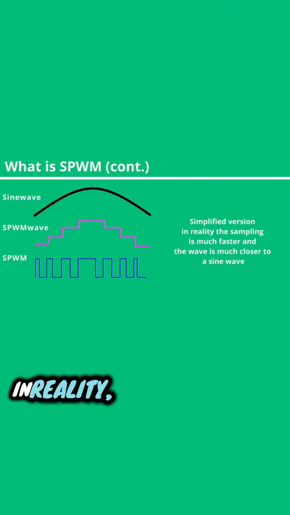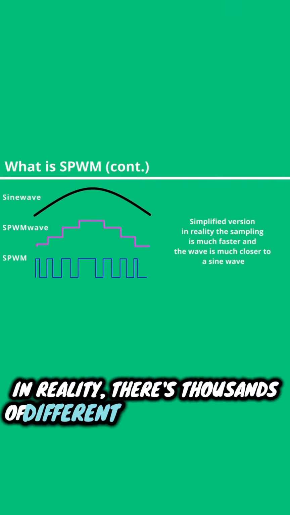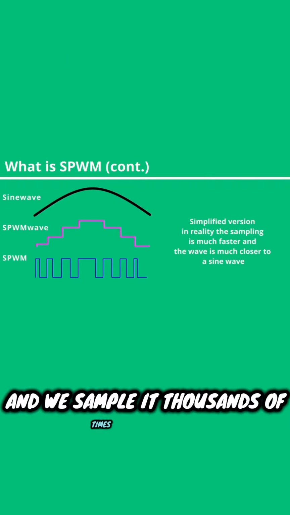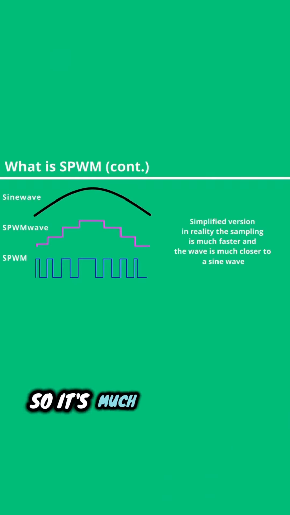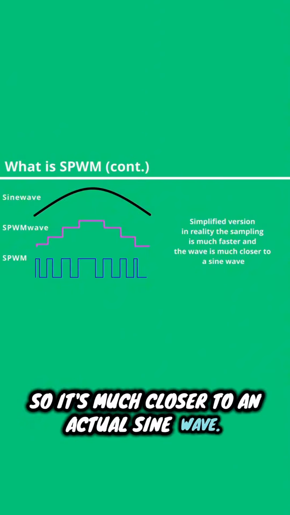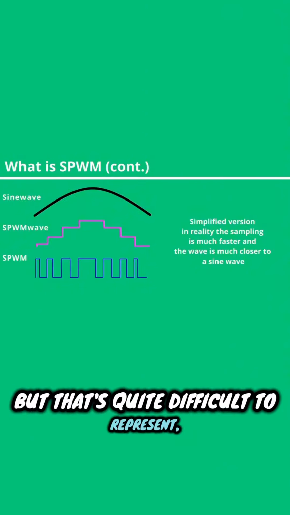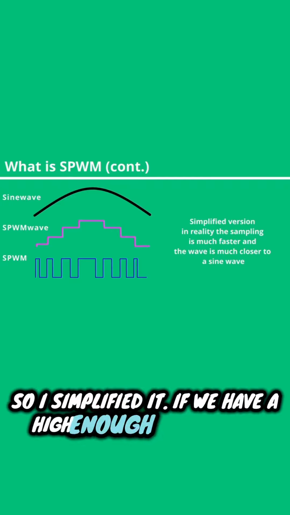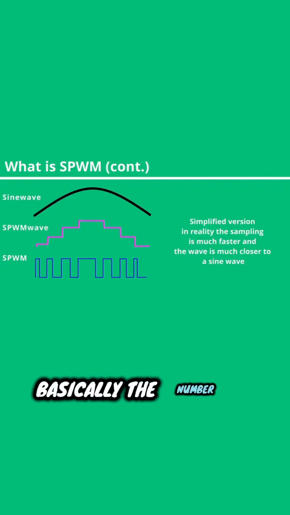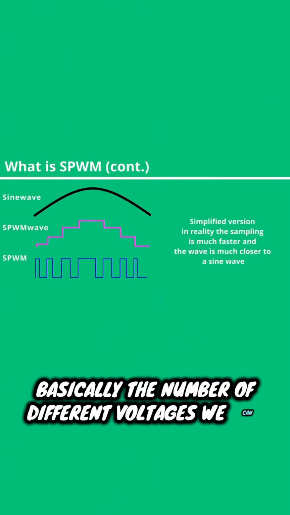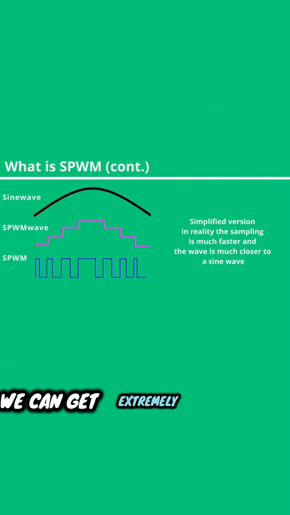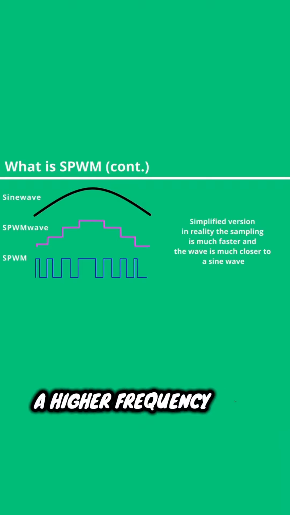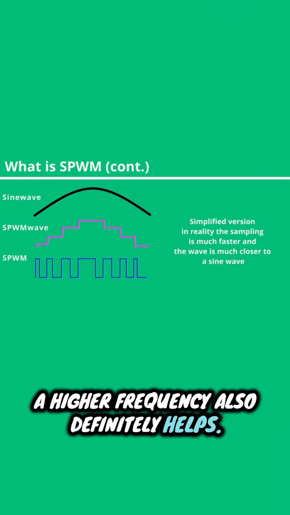In reality, there's thousands of different levels of pulse we can have, and we sample it thousands of times a second, so it's much closer to an actual sine wave, but that's quite difficult to represent, so I simplified it. If we have a high enough resolution, basically the number of different voltages we can produce, we can get extremely close to a sine wave. A higher frequency also definitely helps.